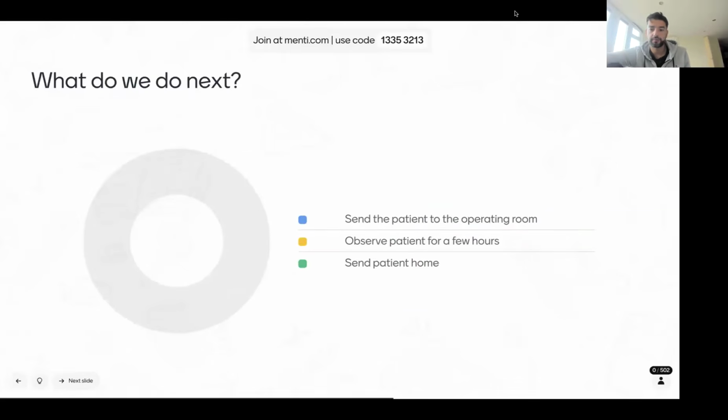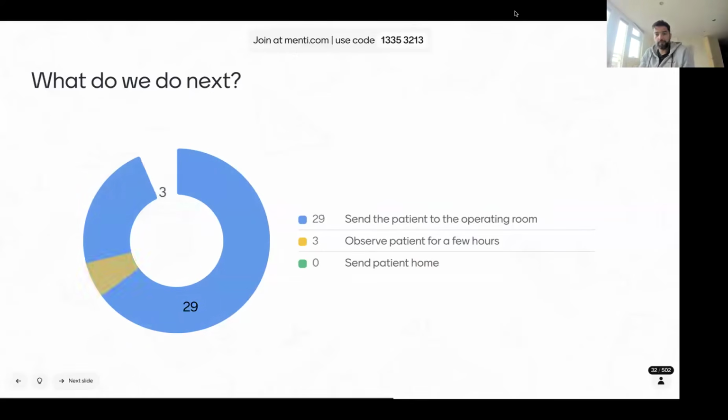What do we think we need to do next? Okay, so one person has said send the patient home. Everyone else is kind of in between observing them for a few hours and sending them to the operating room. And both of those are correct. Okay, there's not a right and wrong answer.